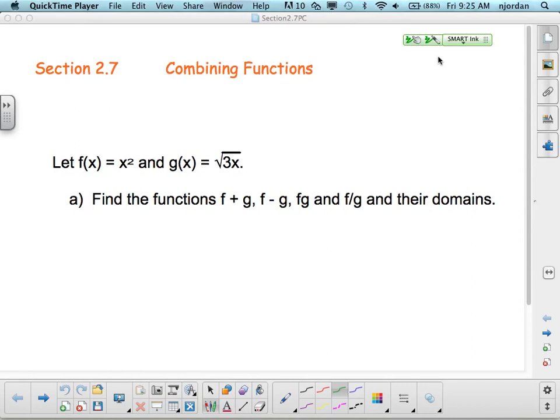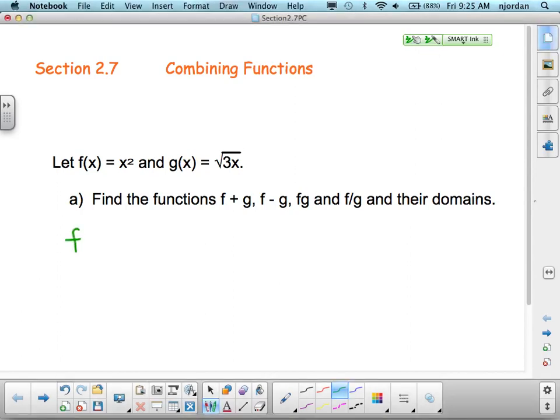Okay? So a basic example here would be when we have two functions. We have a square function, a quadratic, and then a square root function, and I need to find what happens when we add them, subtract them, multiply and divide them, and particularly their domains. So this is simple. If I want to add the two functions together, basically you just write x squared plus the square root of 3x.